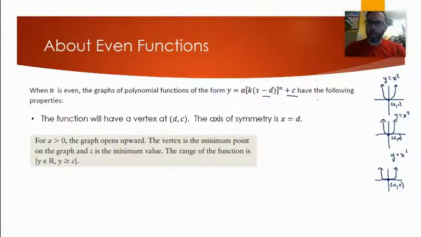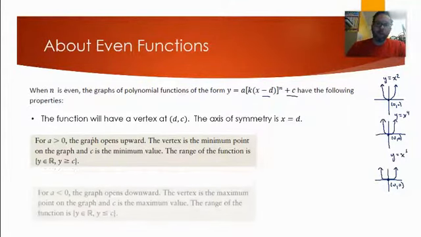As you can see from those images I put, if a is greater than 0, the graph will open upward. The vertex is the minimum point on the graph, and c is the minimum value. The range of the function is always going to be y is a real number such that y is greater than or equal to c. So all this is saying is that the graph opens upwards. There's going to be a minimum value where the graph is always above.